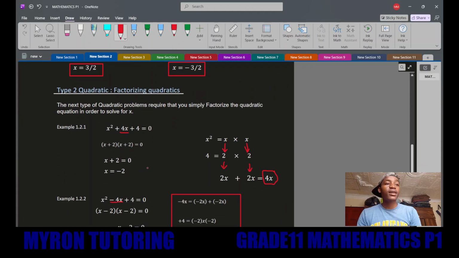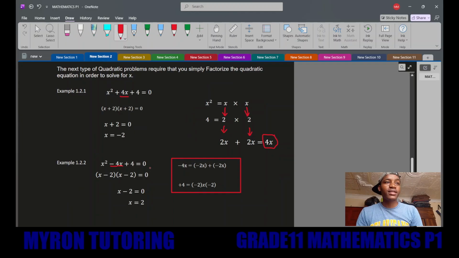Then the type 2 quadratic is the next one on the agenda. The next type of quadratic problems that you might have to solve from this point are quadratic equations which require you to factorize. For example, if you're given x squared plus 4x plus 4, you need to realize that it is not a difference of 2 squares. A difference of 2 squares is when a variable squared minus what? A square number. There is no minus in this case. So you need to check, can you factorize?